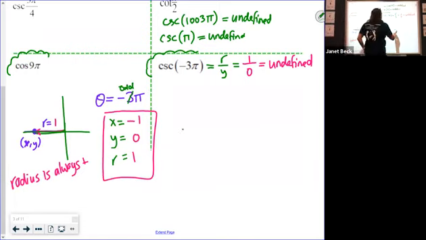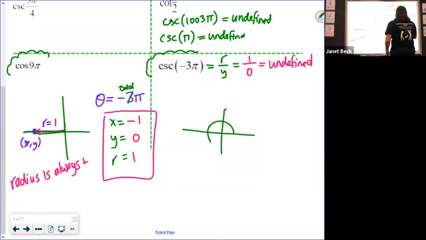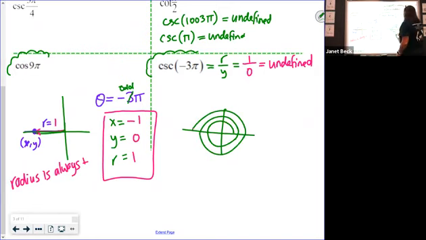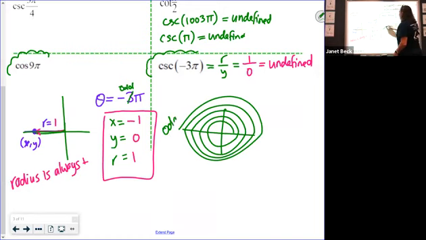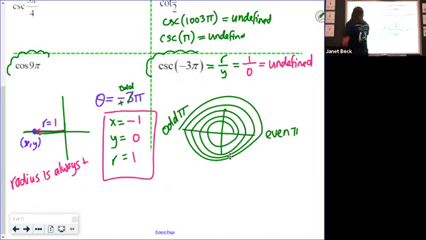Any odd number of pi, if I did 1 pi, 2 pi, 3 pi, 4 pi, 5 pi, 6 pi, 7 pi, 8 pi, 9 pi. Any odd number of pi is over here. Any even number of pi would be over here. So I can use that same picture. Doesn't matter if it's positive or negative on pi.